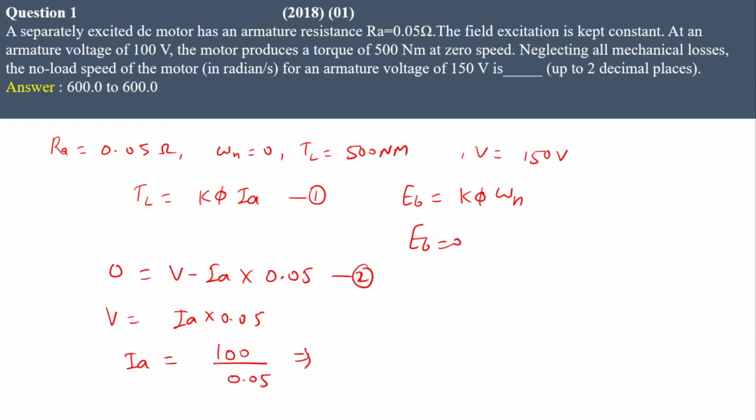So you will get it is 2000 ampere. Okay, next, 500, this is the torque equal to K phi into Ia. Ia is 2000. So from here you can find out the value of K phi. It is 5 by 20.